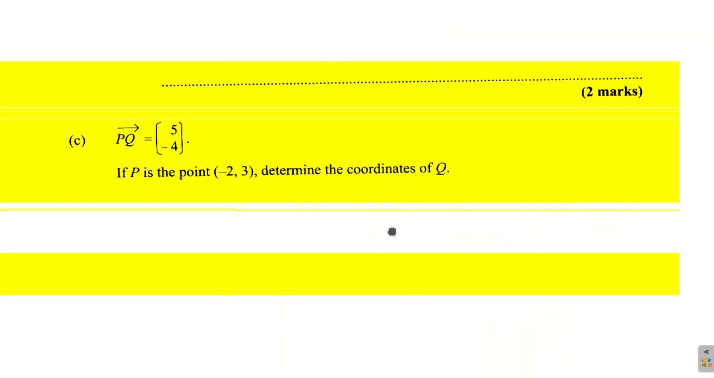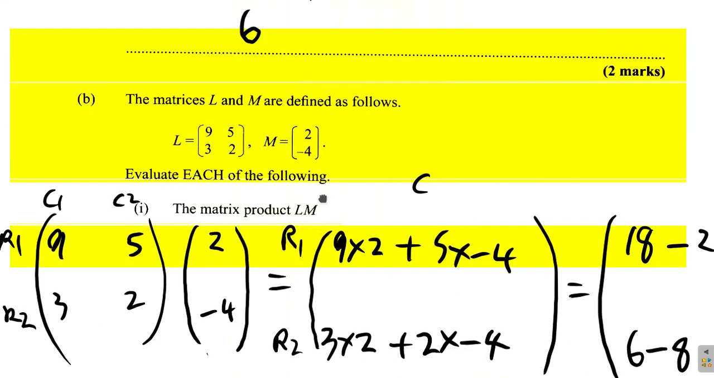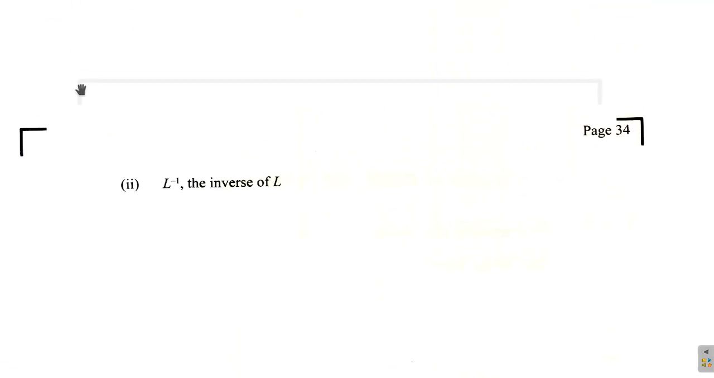So the next thing we do, oh, there's a next part here. The inverse of L. You want the inverse of L. Okay, let's see. L is 9 5 3 2. Let's write it over here. So L equals 9 5 3 2. What did you get for the inverse when you tried it?